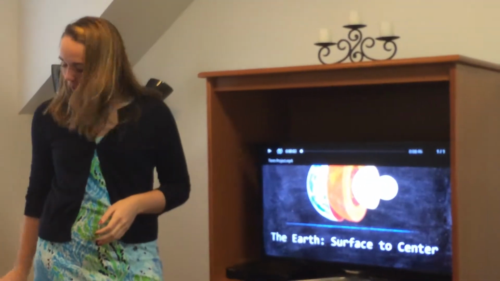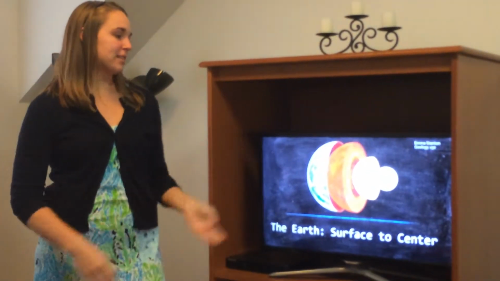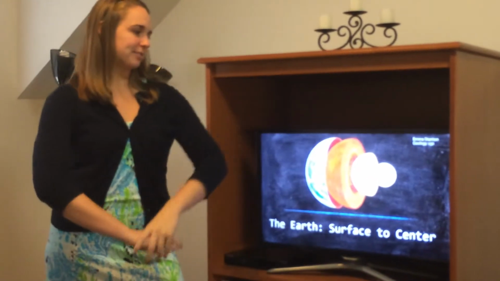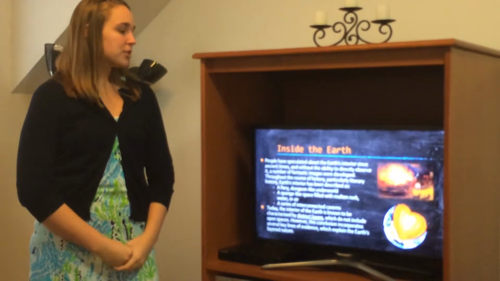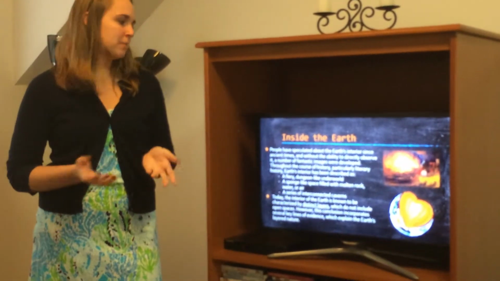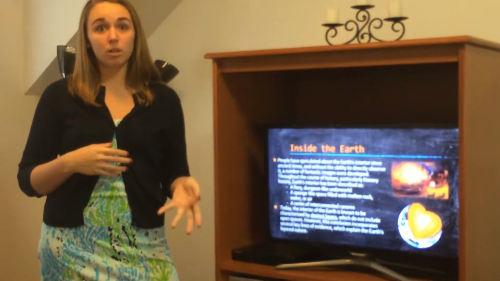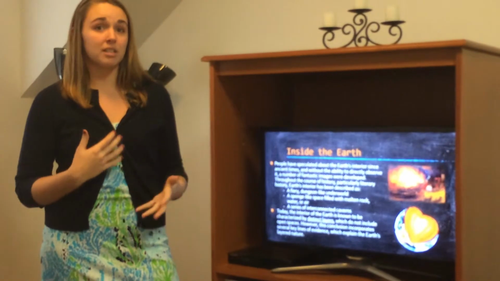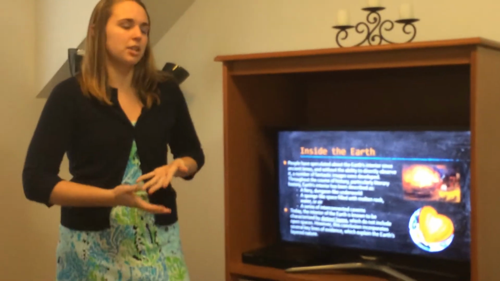So today we're going to talk about the different layers of the Earth, from its surface to its center. The interior of the Earth has been speculated about since ancient times, but without the ability to directly observe the Earth, given that we only experience its surface, we can't experience the interior of the Earth.